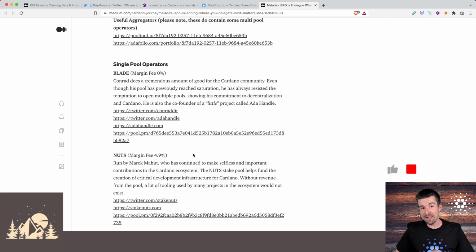Don't forget that for you as a delegator, the best way you can support any stake pool, no matter the size, is by delegating to their stake pool and using your delegation as a vote of confidence that you're excited and you want to back that project.